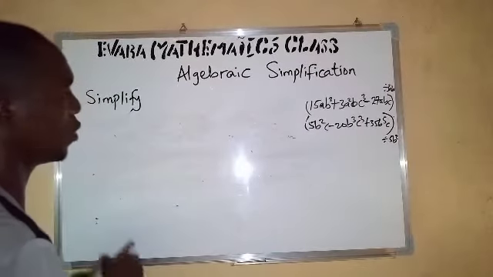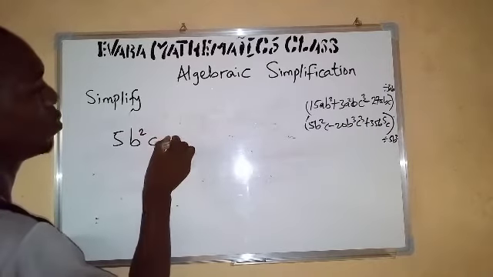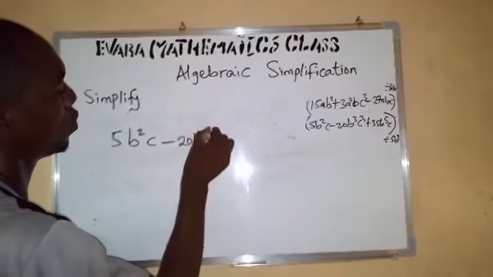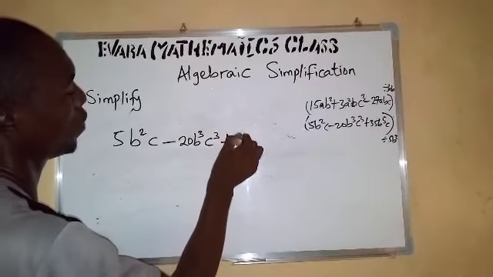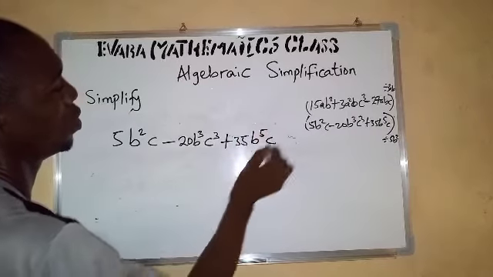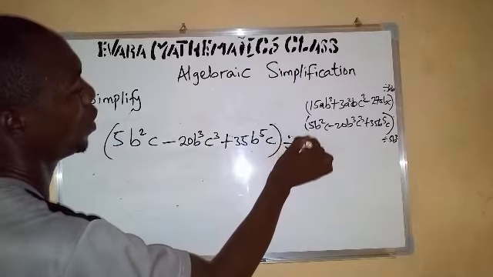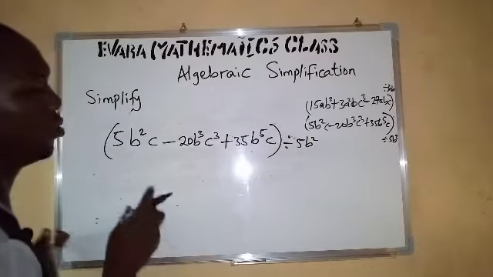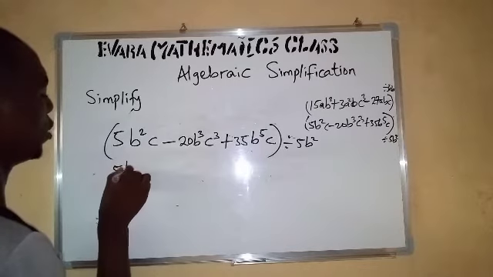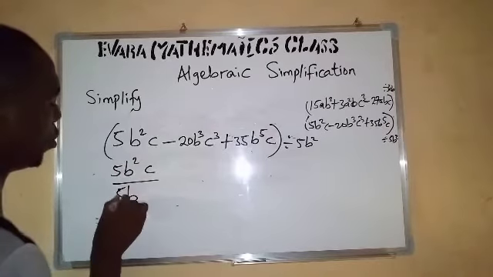The last question here says 5b squared c minus 20b cubed c cubed plus 35b^5c divided by 5b squared. So you can see this is similar to the second question. We are going to divide each term by this 5b squared.